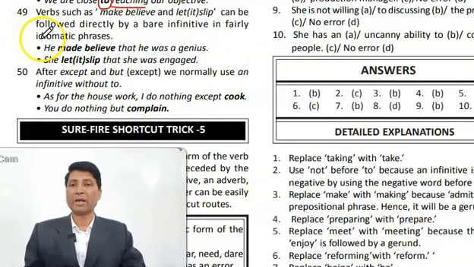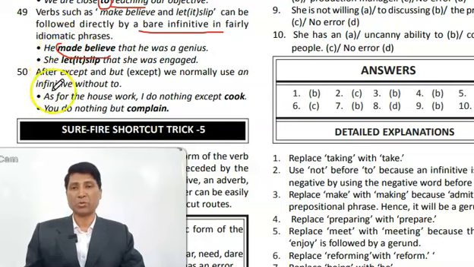Now look at rule number 49. It says verbs such as make believe and let it sleep can be followed directly by a bare infinitive in fairly idiomatic phrases. So, "He made believe that he was a genius." So here "made believe" is idiomatic use. And "let it sleep": "She let it sleep that she was engaged." Here "let it sleep" has also been used as an idiom. Rule number 50 is very important from the competitive examination point of view because questions are often asked based on this rule.